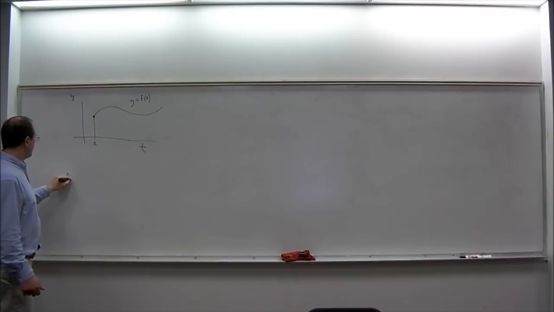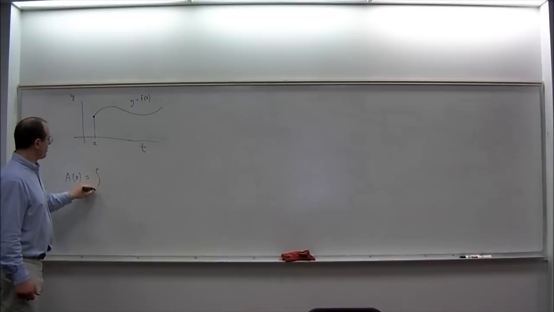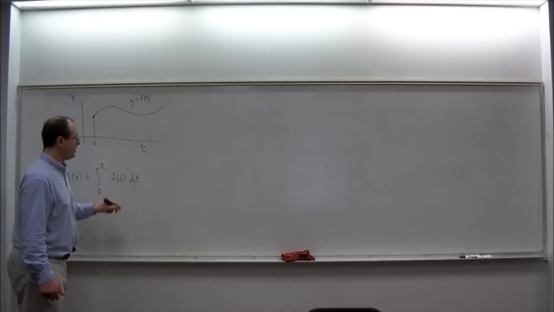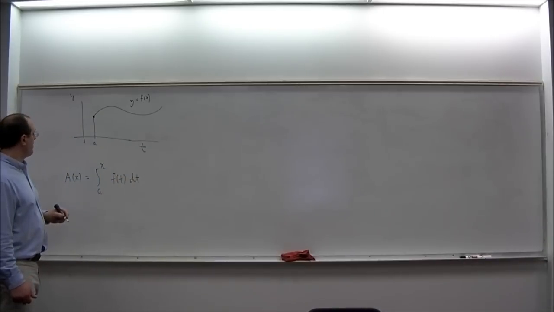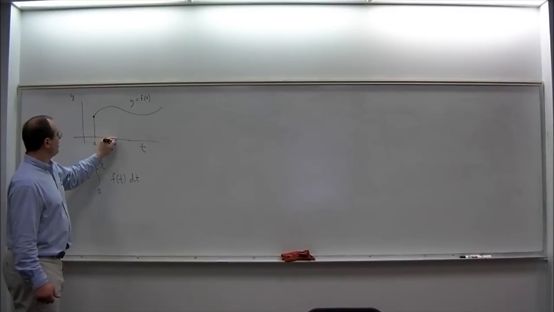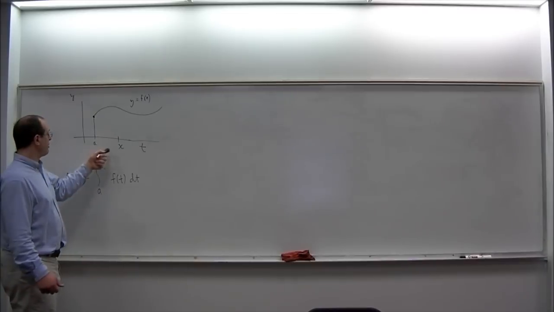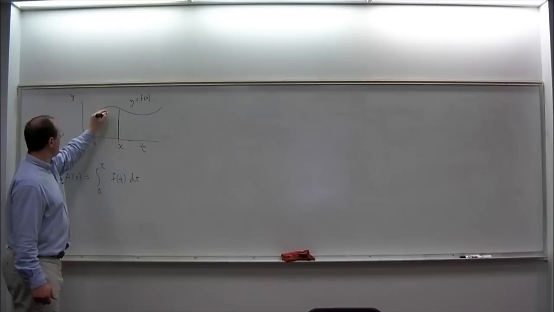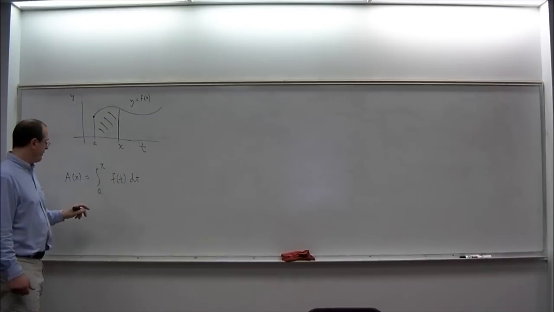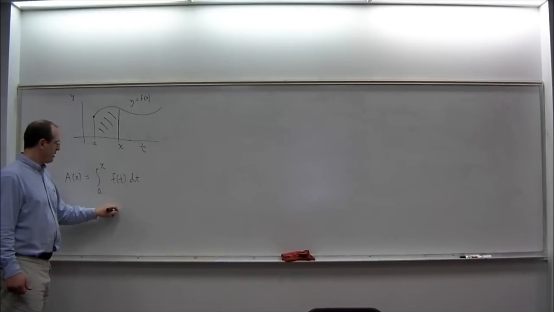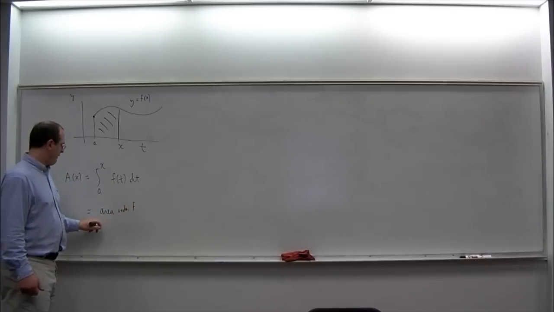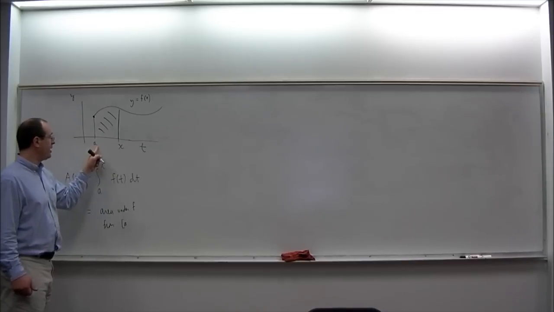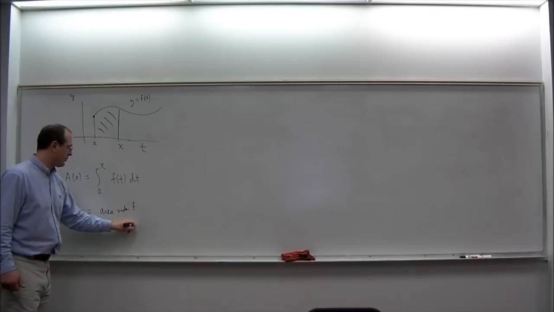Then the area function is the integral from a to x of f of t dt. So what that means is if you pick a value of x, like that, greater than a, then the value of A of x will be the area of the shaded region. So it will equal the area under f from t equals a to t equals x.